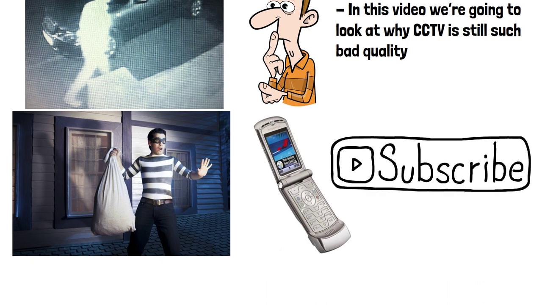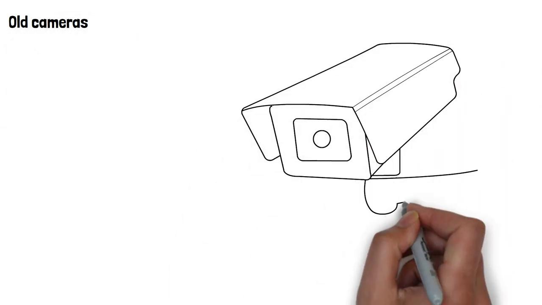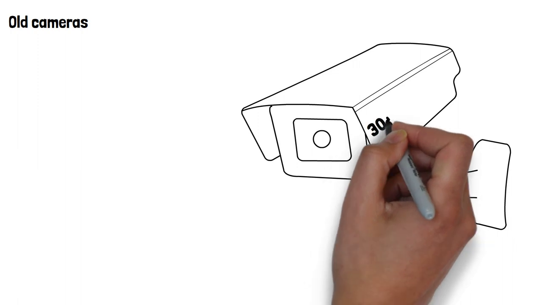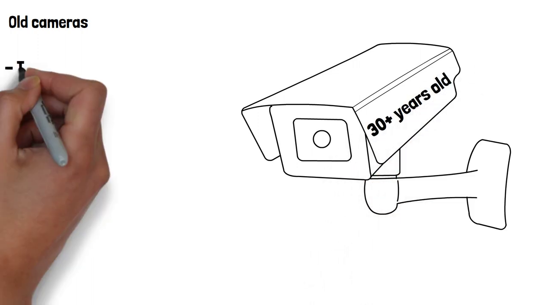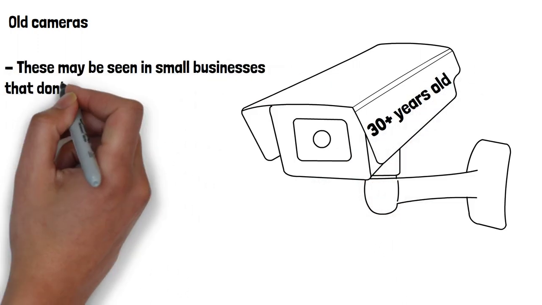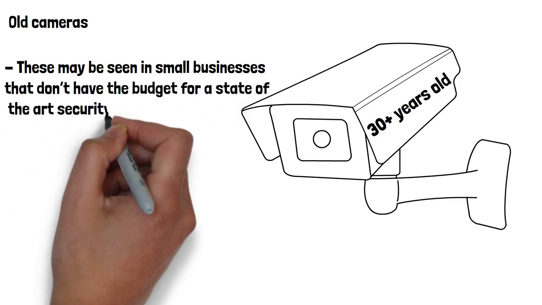Let's start with the obvious reason, and that is the old cameras from the 90s or even earlier are still in use in some places today, which provide a very low resolution image. These may be seen in small businesses that don't have the budget for a state-of-the-art security system.